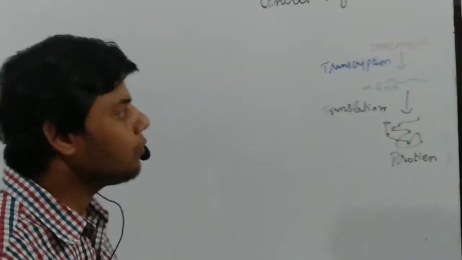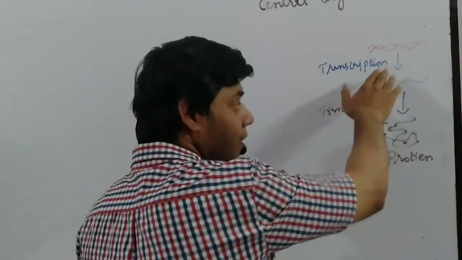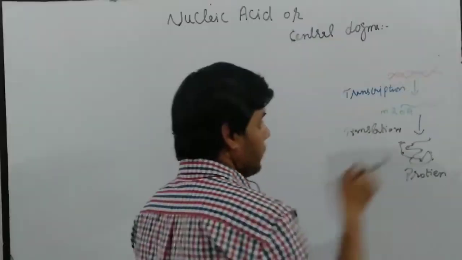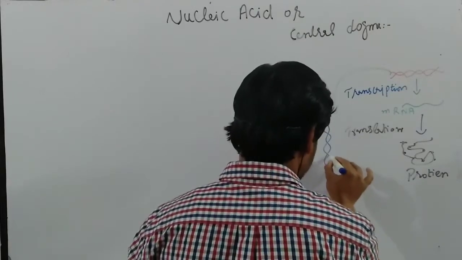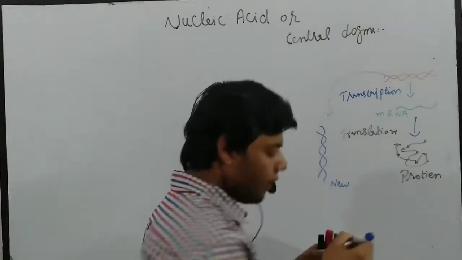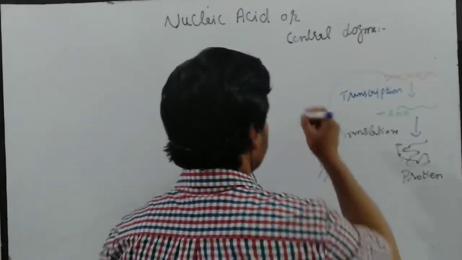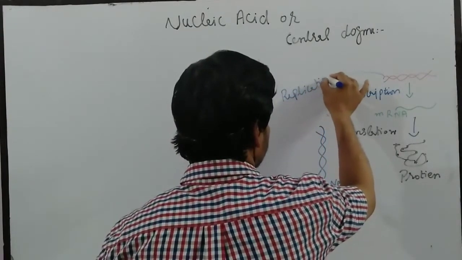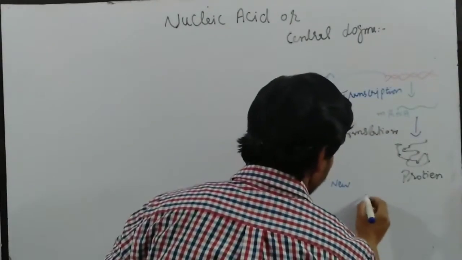Okay, sometimes what actually happens, we also get the exact DNA copy as well. From that DNA, which we call parental DNA or old DNA, we also get another DNA which we call daughter DNA or new DNA strand. And whenever we get the DNA from the same DNA, we call that replication. Okay, so this whole process is called the central dogma of life.